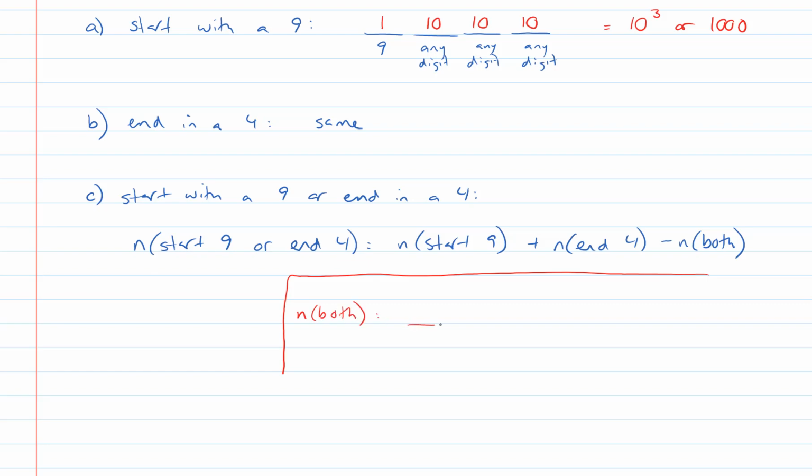There's 4 slots here, and there's a 9 in the first slot and a 4 in the last, and then any in the other 2. So there's 1 choice for the first, 1 choice for the last, and 10 in each of the remaining, and that's going to give us 10 squared, or 100.